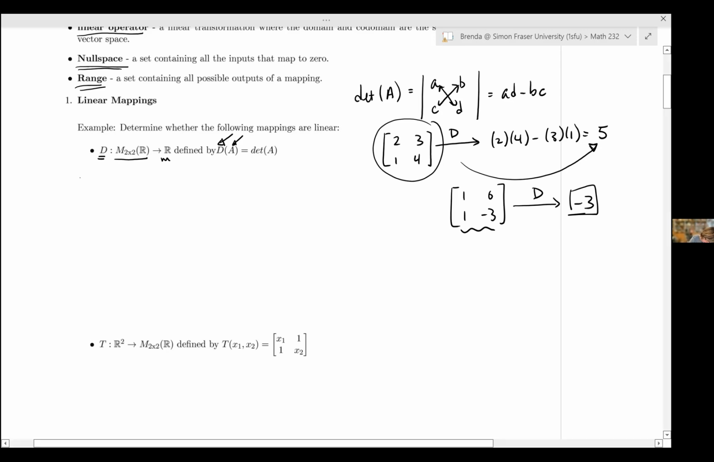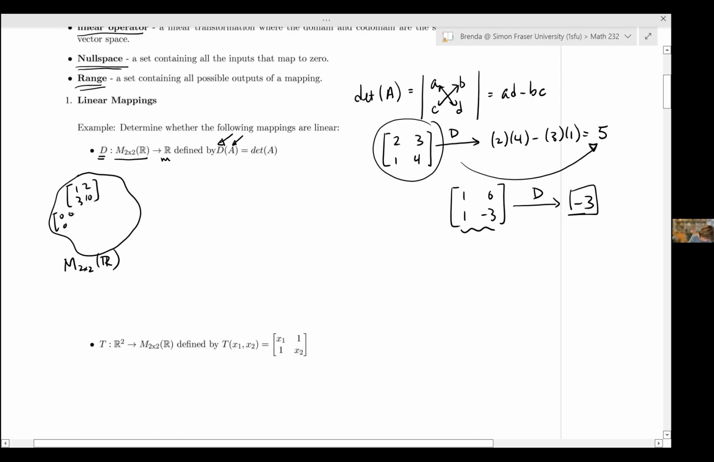Okay, so let's have a little visual picture of what's happening. We have over here the domain. The domain is all matrices that are 2x2 with real numbers as entries. And so over here in our domain, we have lots of these, all of them.